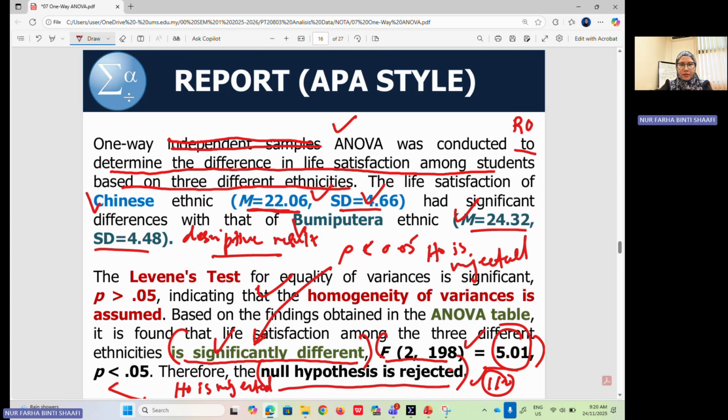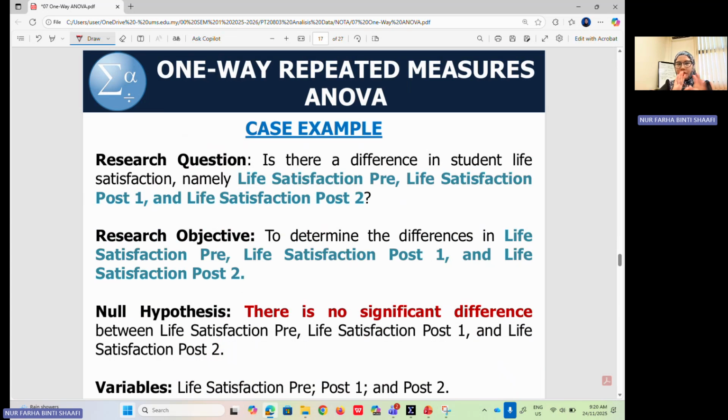The next one is one-way repeated measures. For this, I leave it to you as an activity. Read by your own and try to run the analysis for one-way repeated measures ANOVA. All the data is already given in the SPSS database. You just need to download it, analyze, and run the SPSS.